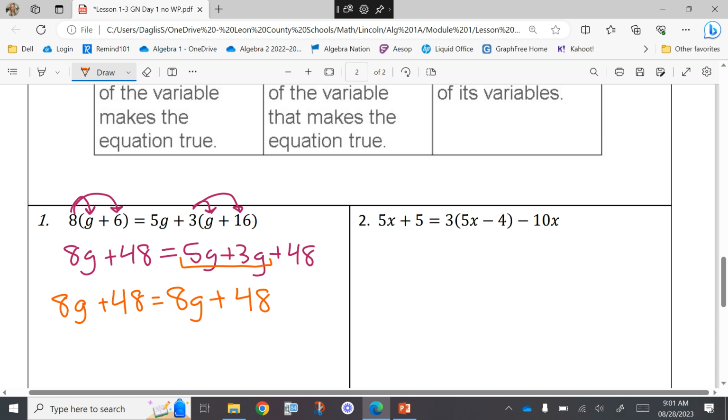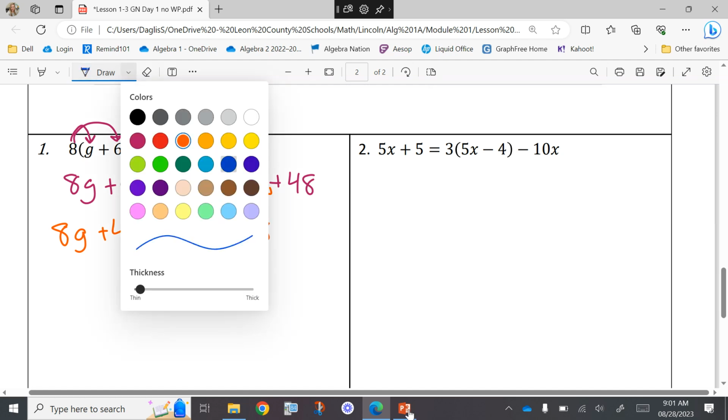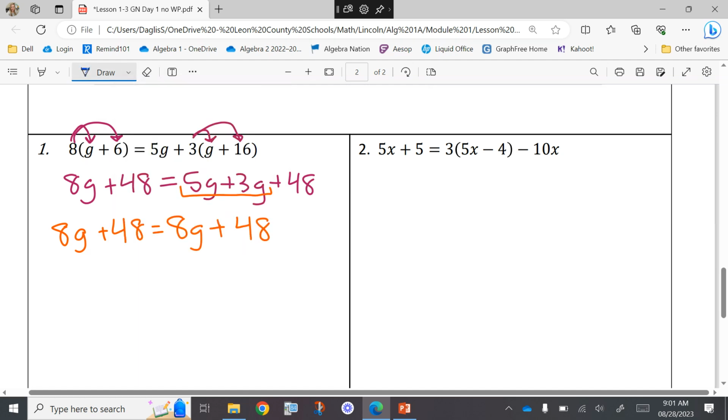What do you notice? It got smaller. It did. Oh, it's the same. It's the exact same. 8G plus 48 equals 8G plus 48. So which one of my special cases do you think this is going to apply to? This is going to be the infinite one.